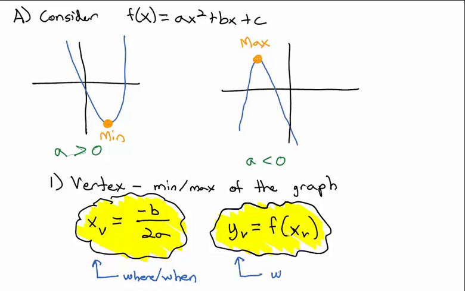Versus the y value is what the maximum or minimum actually is. If we want to minimize our expenses, and I'm interested in what that minimum expense is, that's asking for the y-coordinate. So make sure you know what question we're asking. Are we asking when or where it's maximized, or are we asking what actually is the maximum value?